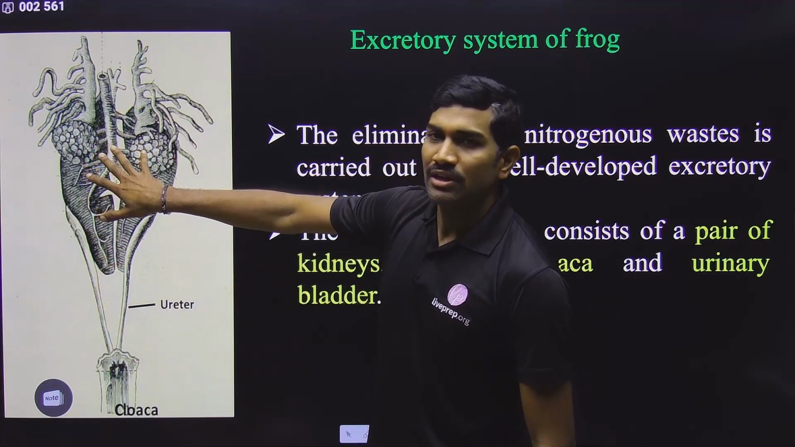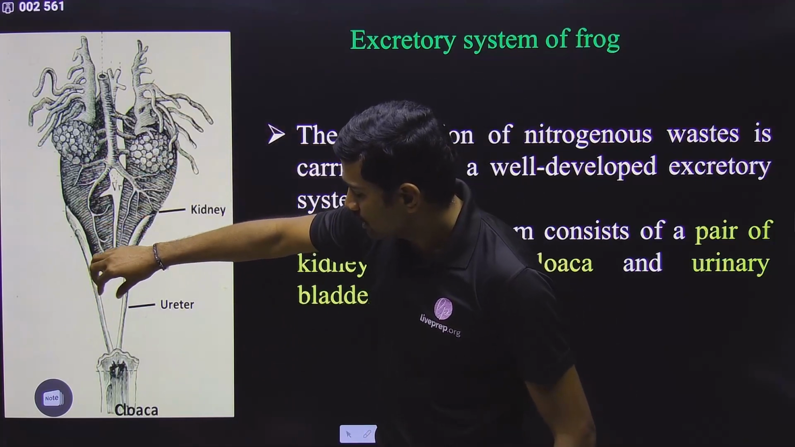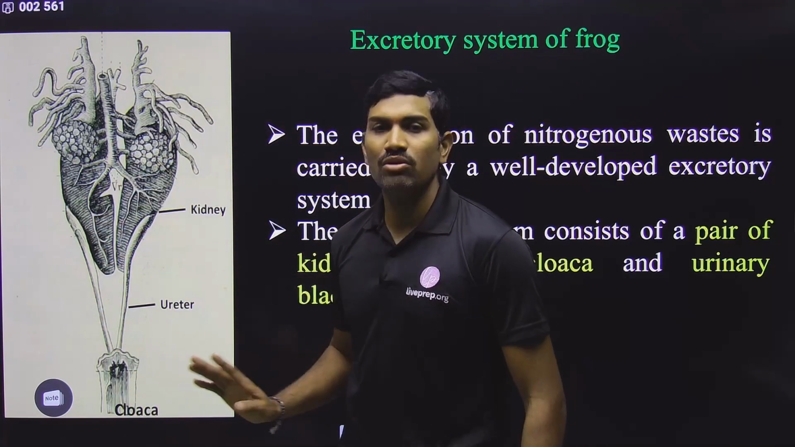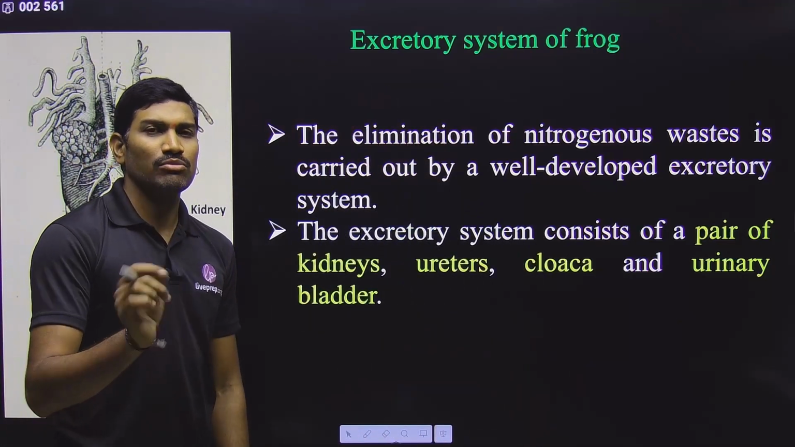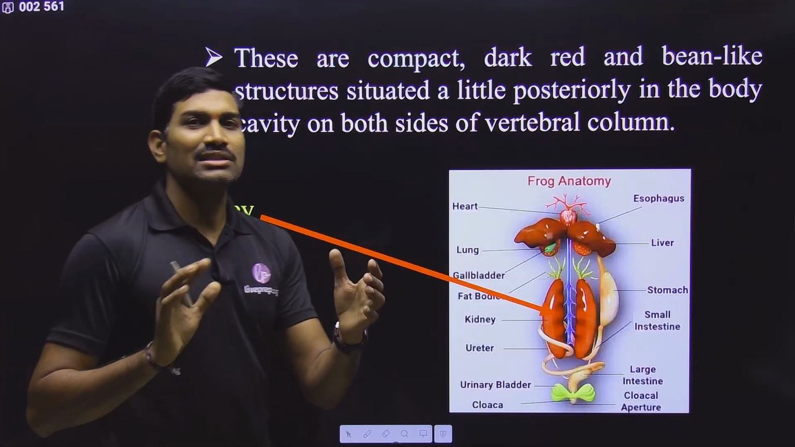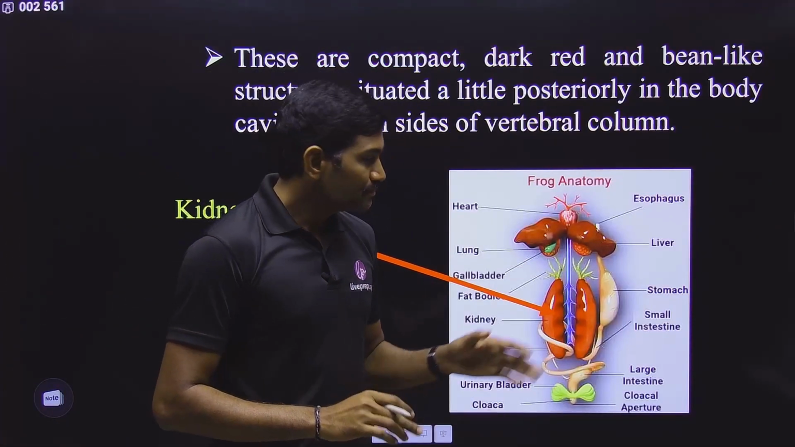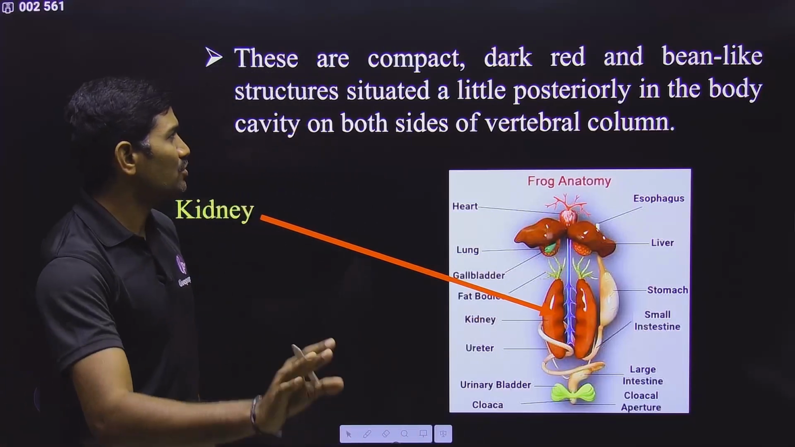So these are the kidneys, and from there these ureters are coming out, and now they are opening into this particular cloaca. Anyhow, we will study. So there is a small difference with respect to male frog and female frog, because in the case of male frog, testes are associated closely with the kidneys, but in the female frog individually they are present. That is the small difference.